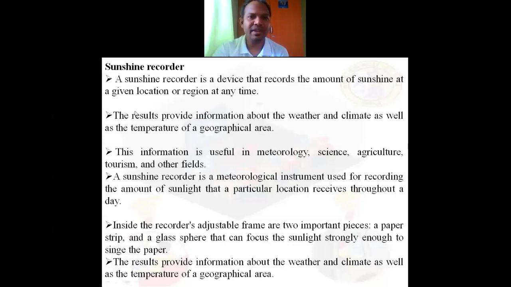Okay, now a sunshine recorder is a device that records the amount of sunshine at a given location or region at any time. The results provide information about the weather and climate as well as the temperature of a geographical area. Exactly. This information is useful in meteorology. What do you mean by meteorology? Meteorology is the science which deals with climatic changes. That is what.